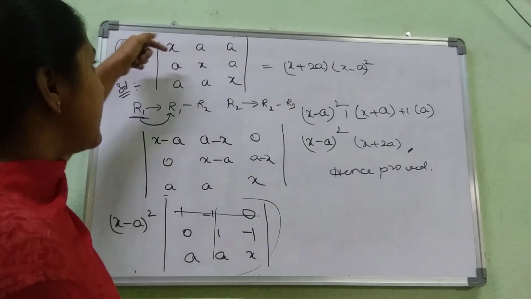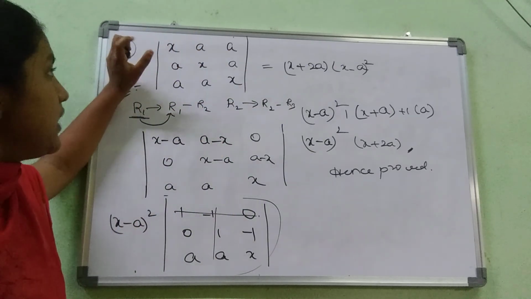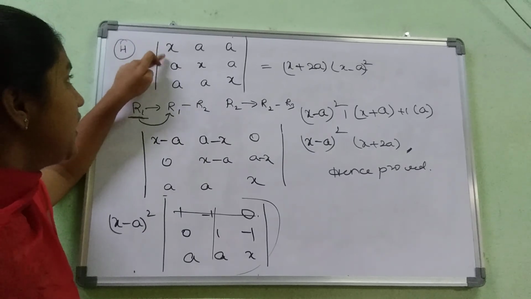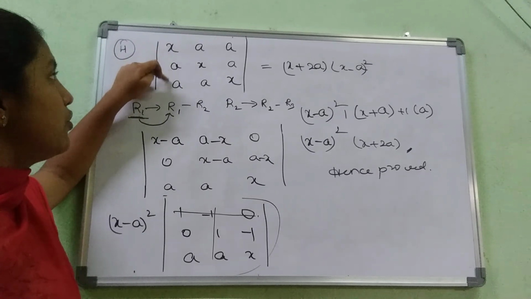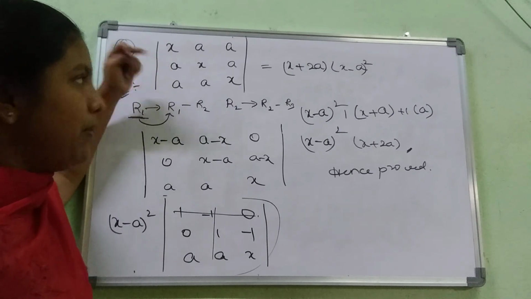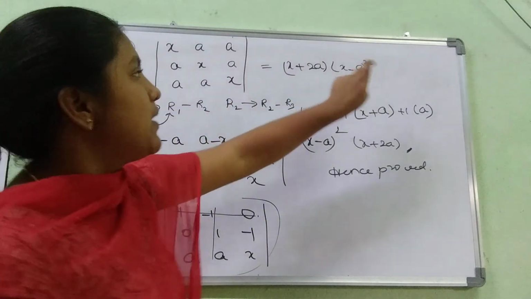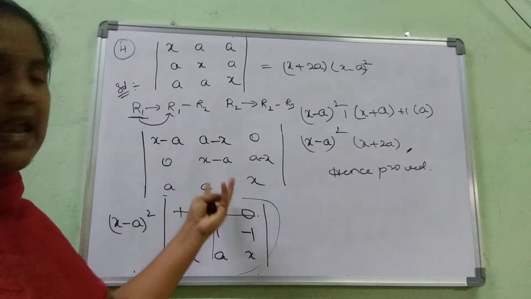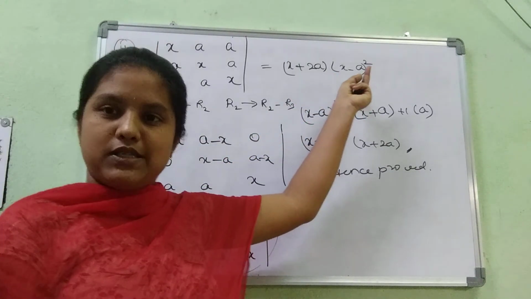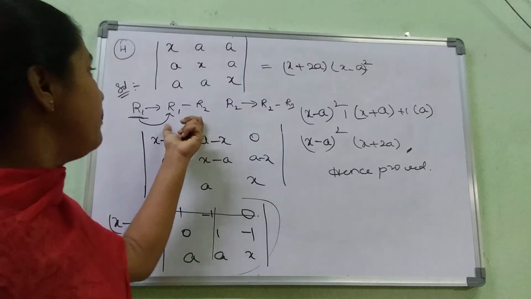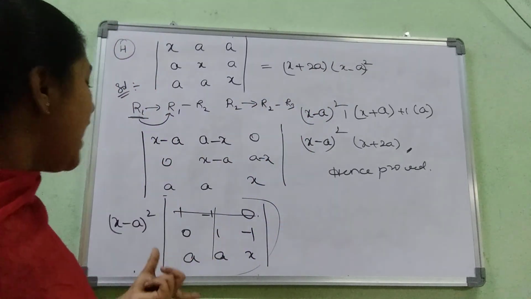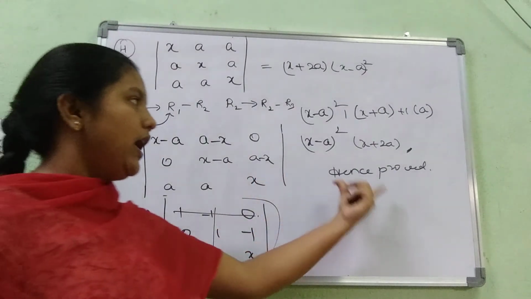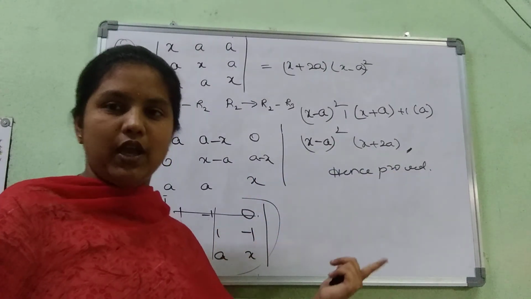So we can do x minus a, or else one way to get x plus 2a is row 1 implies row 1 plus row 2 plus row 3. In that way we will get x plus 2a, but it's a big method. If we do row 1 implies row 1 minus row 2, then I'll get x minus a here, then I'll get x minus a whole square. In that way I have done row 1 minus row 2 and row 2 minus row 3. After that I have expanded along the resultant matrix, then I got x minus a whole square into x plus 2a, hence it is proved.